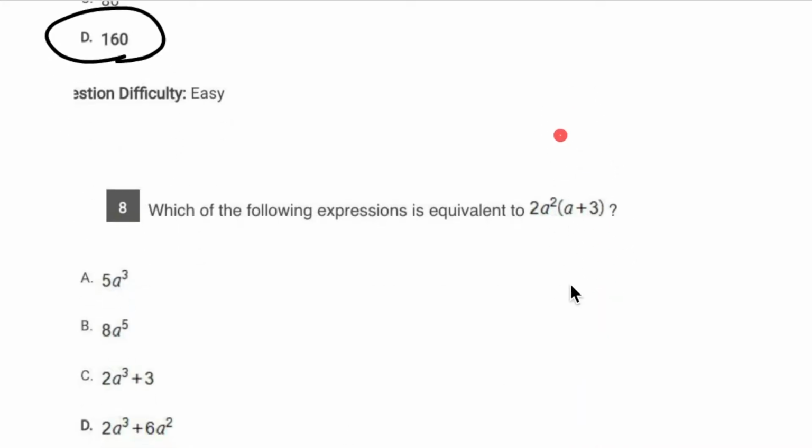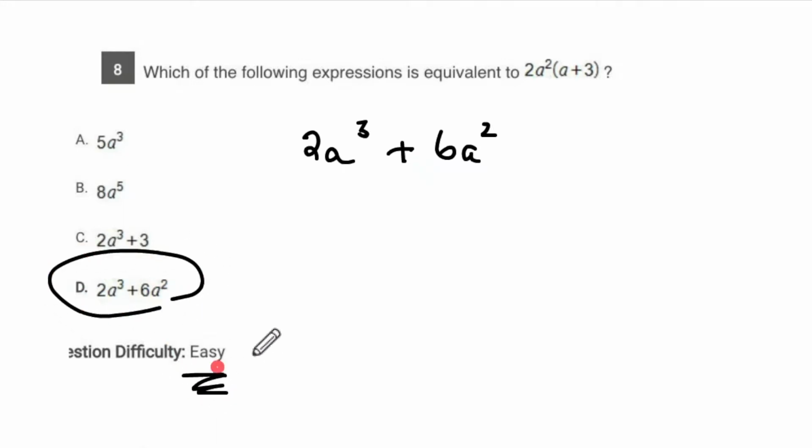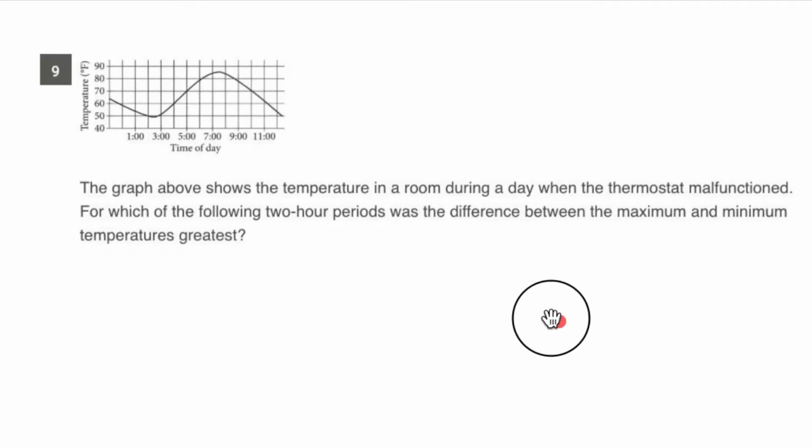Okay, the next one, which of the following expressions is equivalent to this? And so all we need to do is distribute it and see which one it ends up looking like. So I'm going to distribute 2a squared times a, which would be 2a cubed. 2a squared times 3 is 6a squared, and you can see that the answer is D, and again, another easy problem. Number 9. Oh, a chart.